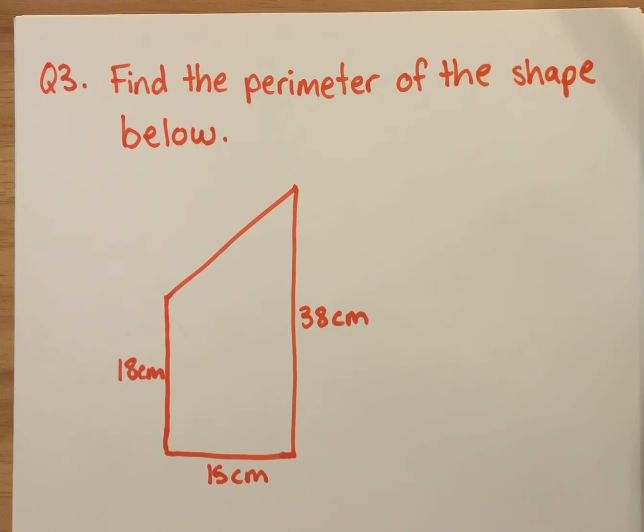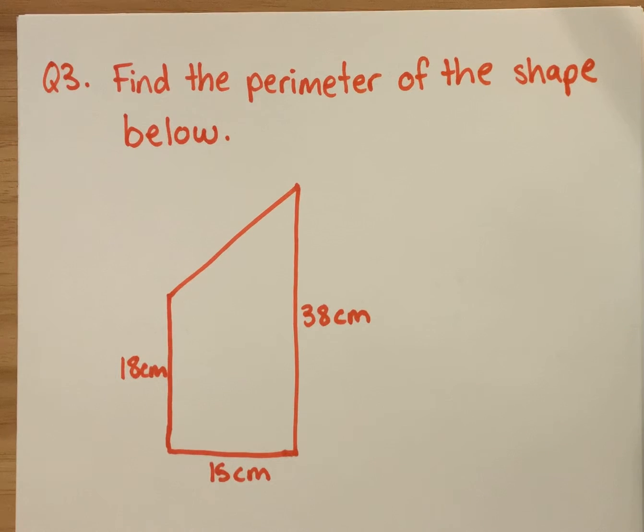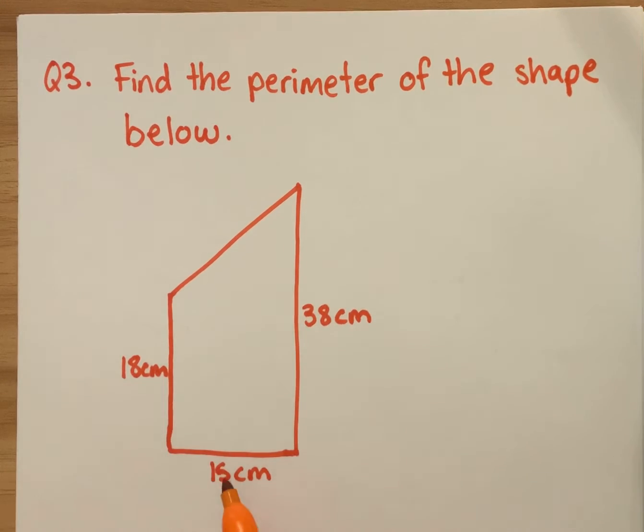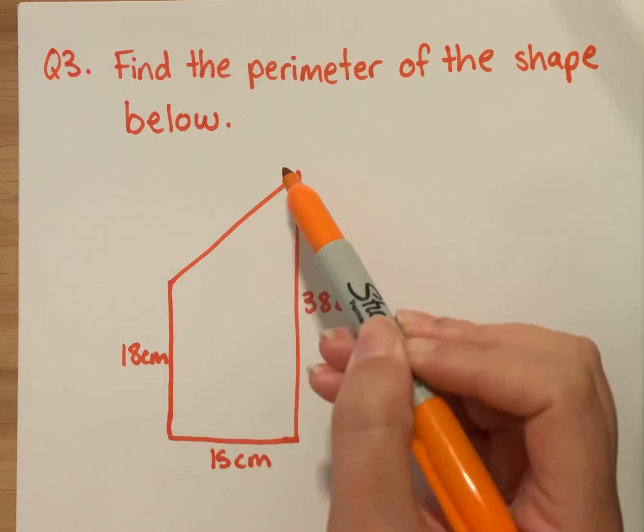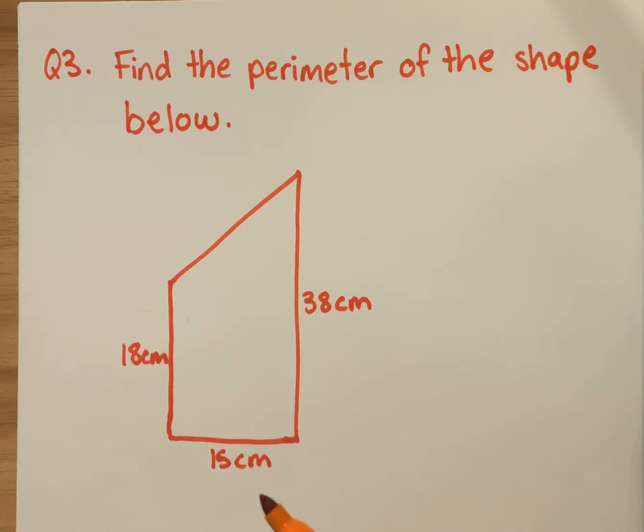Okay, so question 3 in the quiz asks us to find the perimeter of the shape below. And to find the perimeter, we need to add up all of the side lengths, but you can see that we're missing this side length here. And the question actually gives us a hint. It says, you will need to use Pythagoras' theorem to calculate the length of the unknown side.